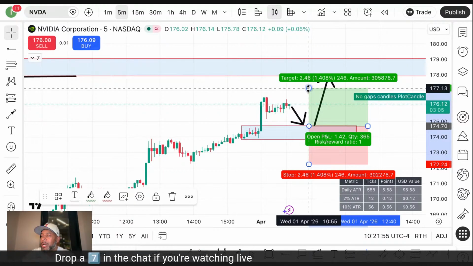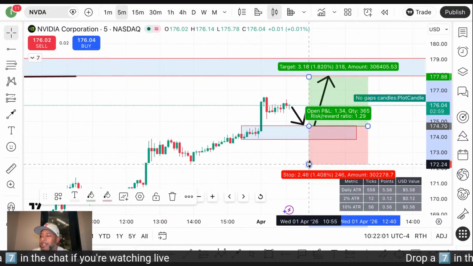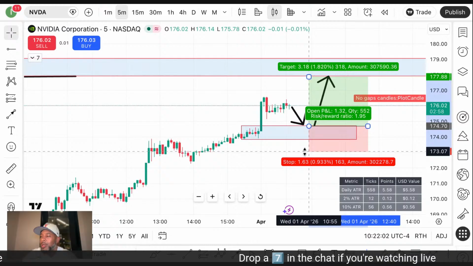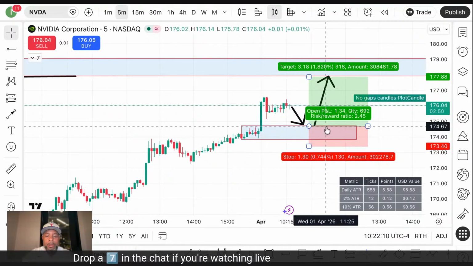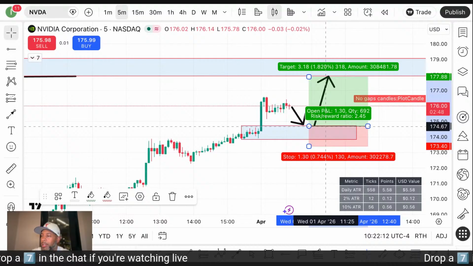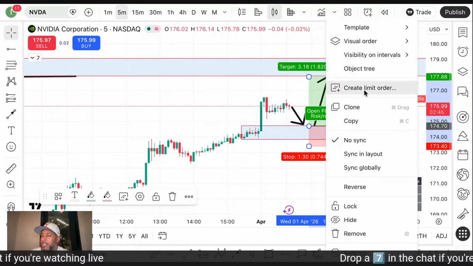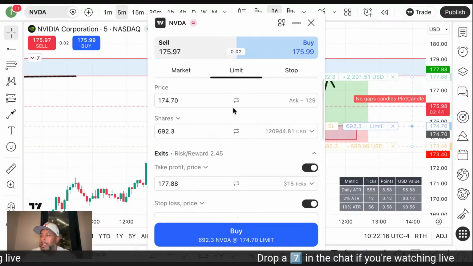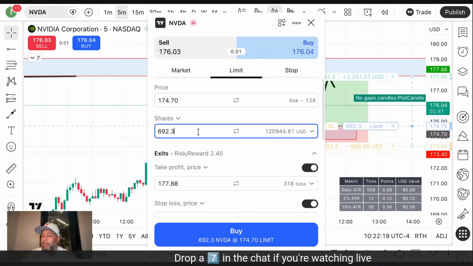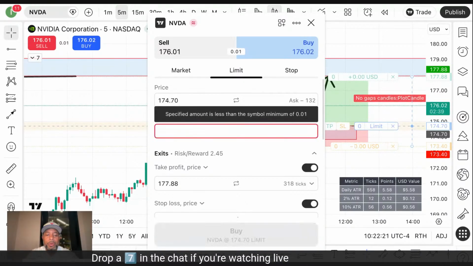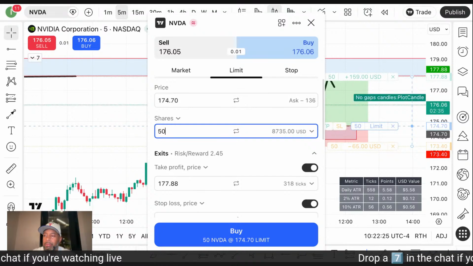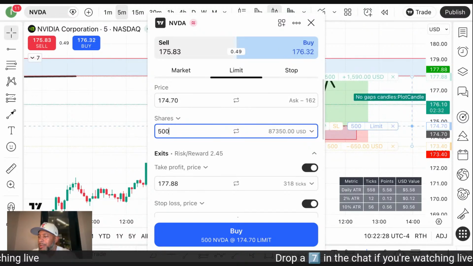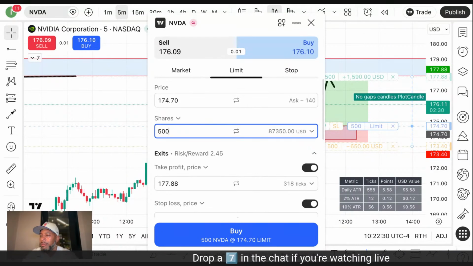I'm going to put my stop loss right at the bottom, so if we're wrong, we just lose quickly. Does that make sense? Beautiful. Then I'm going to right click this. See if I can do this. Boom. No, left click it. And we're going to create this limit order. How many shares do I want to get? Let's say I go with 500 shares. 500 shares is me tying up $87,000. Okay, that's fine.